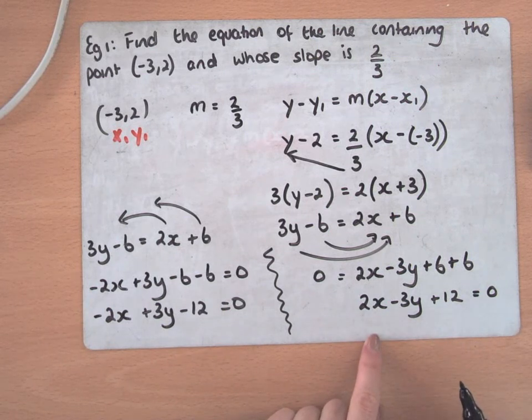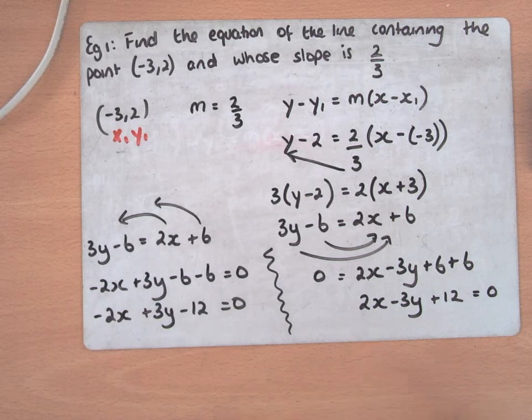Yeah? How come you don't do letters to the left then? Because I've got two sets of letters. I've x's and y's. Do you remember in simultaneous equations we always had x, y equals number? In this we always do x, y, number equals 0.